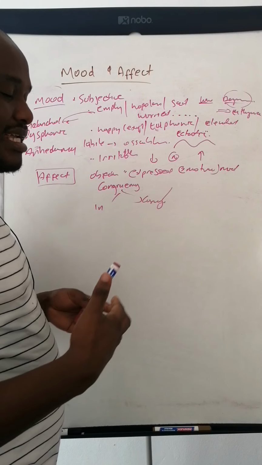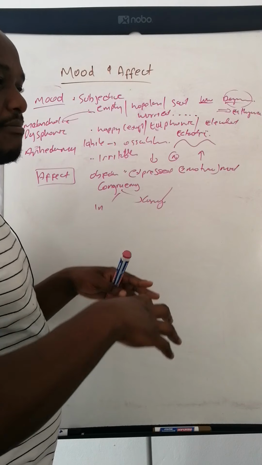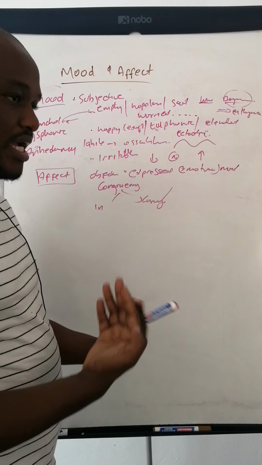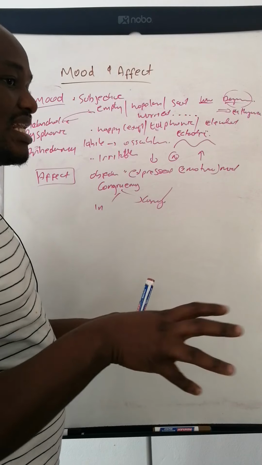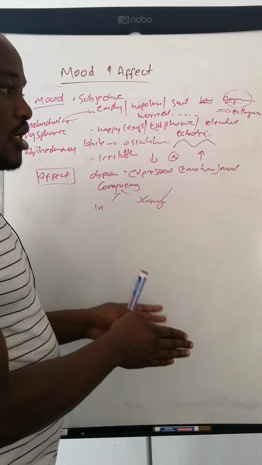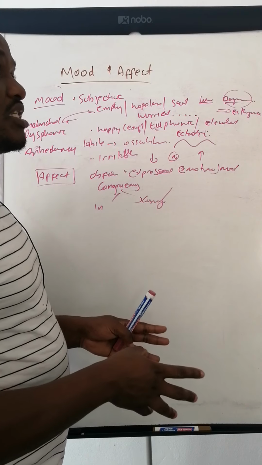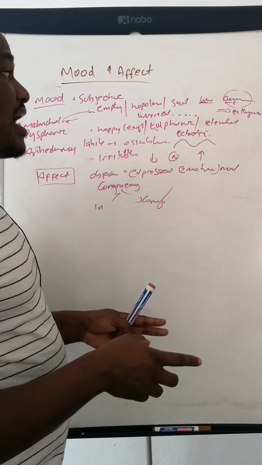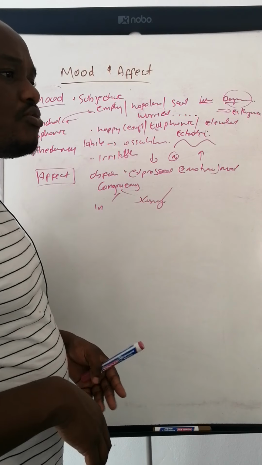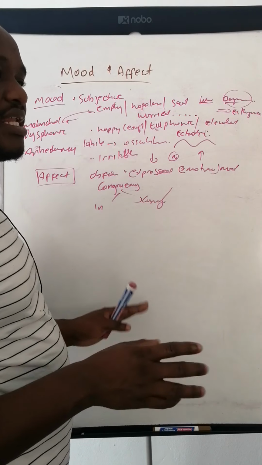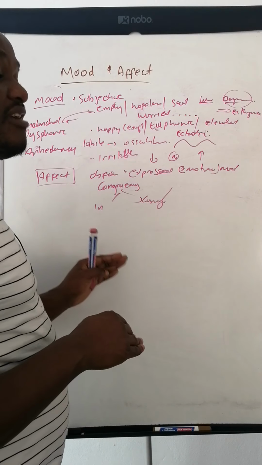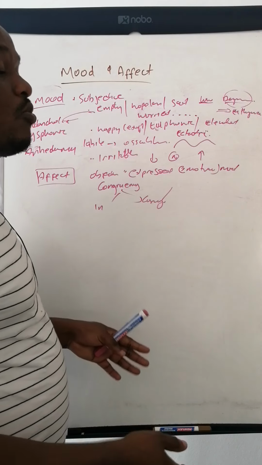It's the mood that you are expressing. So if you say you are sad, we expect an affect that is in line or congruent with you being sad. If it's incongruent, for instance, you say you are hopeless, you are sad, and then the next thing when we look at you, you are smiling and laughing and happy, it means that's an affect that is incongruent with the mood.